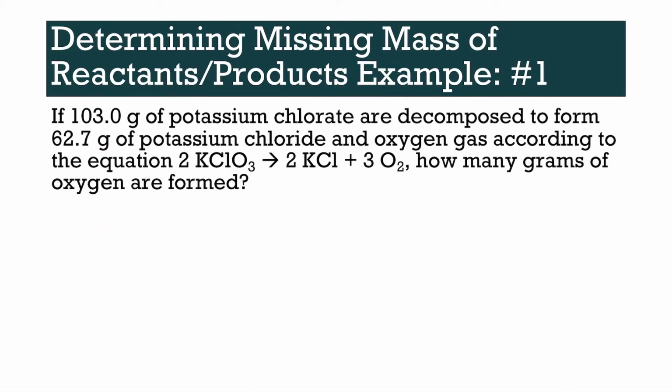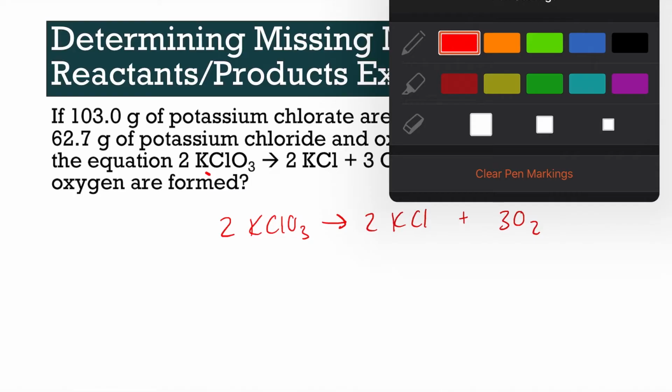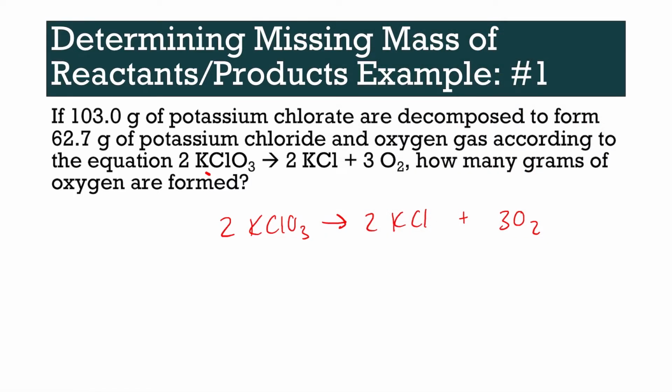Okay, so here we have the question. If 103 grams of potassium chlorate are decomposed to form 62.7 grams of potassium chloride and oxygen gas, according to the equation, how many grams of oxygen are formed? They give you the names of the compounds and the formulas. Again, it's not super important that you know what's what. It is to a point, but as long as you know what's a reactant and what's a product.